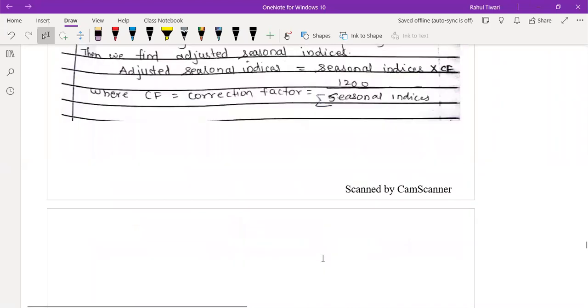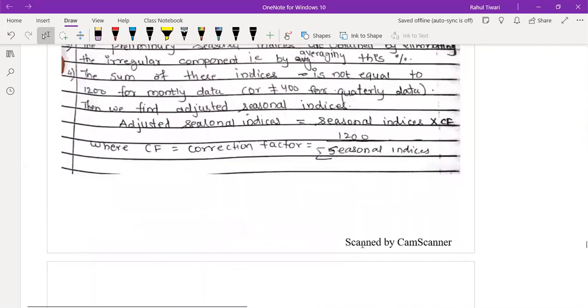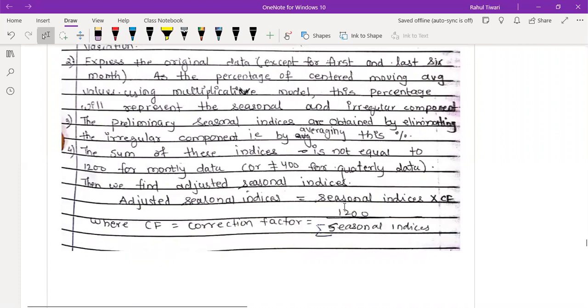If we have quarterly data, it is not written here, but then you have to write 400 upon the sum of seasonal indices. So the two things you have to remember: if it is quarterly, then it is 400, and if it is monthly, then it is 1200.